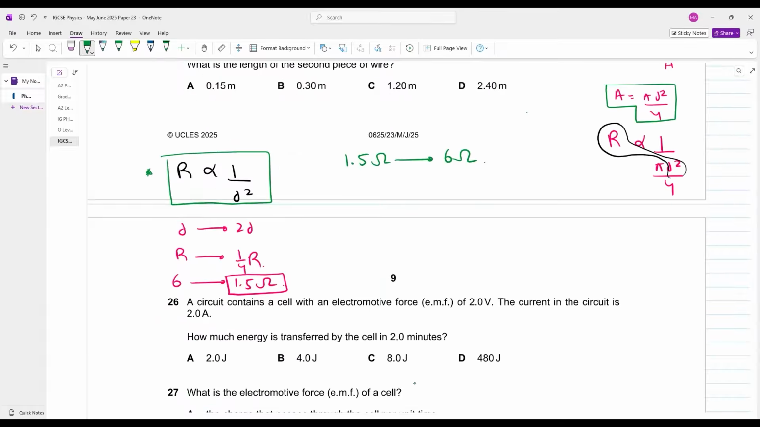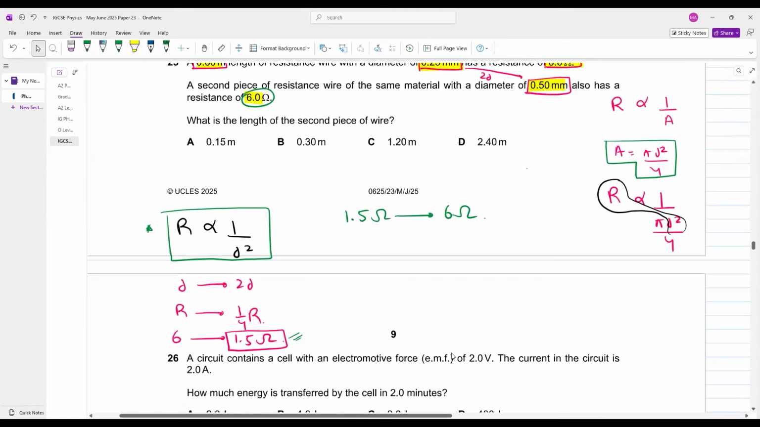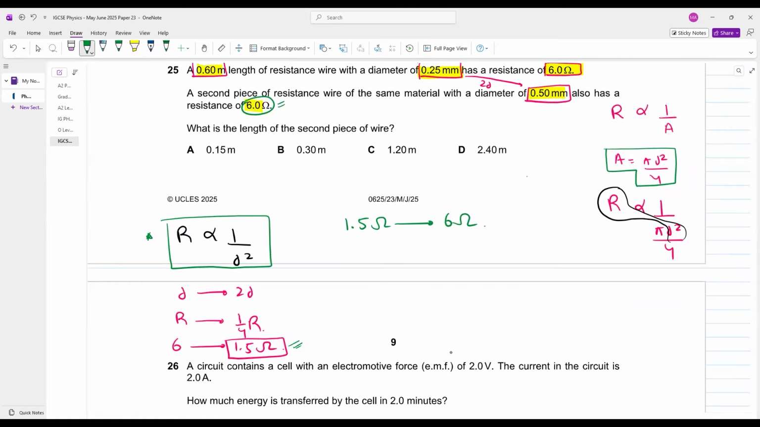Now देखो बेटा, आपका डायमीटर डबल हुआ, आपकी रेजिस्टेंस 1/4 हो गई है, 1.5 ohms हो गई है। लेकिन आप ये चाह रहे हो कि आपकी रेजिस्टेंस 6 ohm रहे, तो आप क्या करना चाह रहे हो? You want your resistance to increase by a factor of 4. Now how can you do that? We know resistance is directly proportional to length.